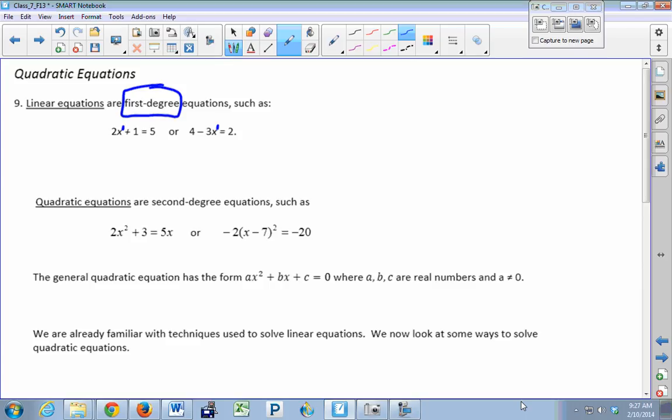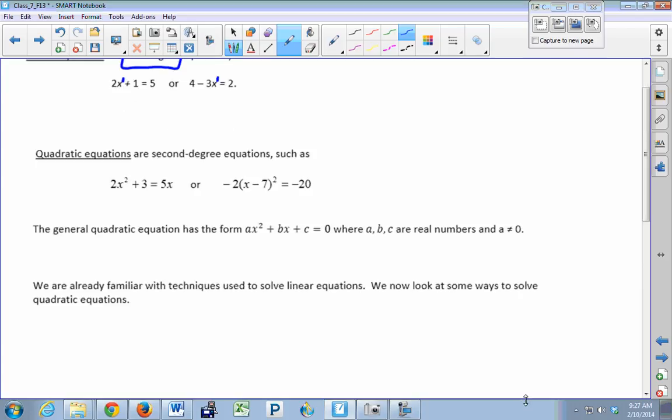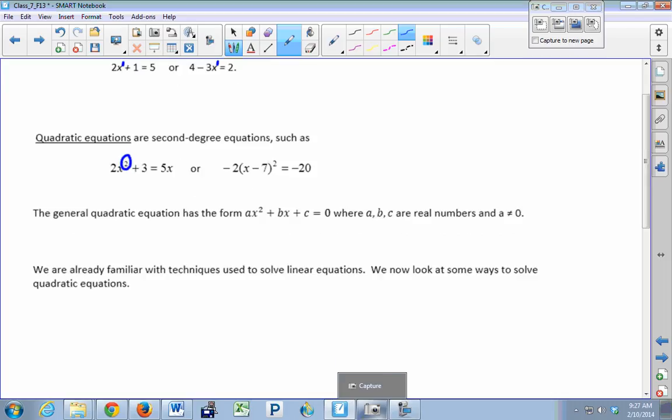Quadratic equations are called second degree equations because the highest exponent you see when you look all the way across your equation is 2. Even when it's in either of these forms, this is called quadratic or second degree. So in general, this is what a quadratic equation looks like. This is the general form of a quadratic equation, when you put all the terms on one side of the equation and set the right side equal to 0. a, b, and c are real numbers, and a cannot equal 0.